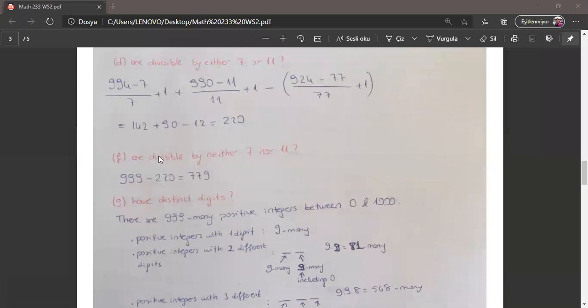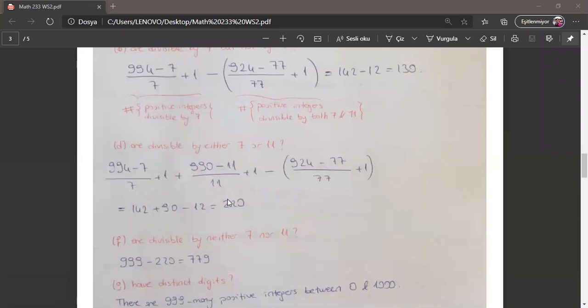Now, which are divisible by neither 7 nor 11. Remember, we have this many numbers which are divisible by 7 or 11. And between 0 and 1000, we have 199 elements, right? Numbers. So if we subtract these ones, we get exactly what we need to compute.